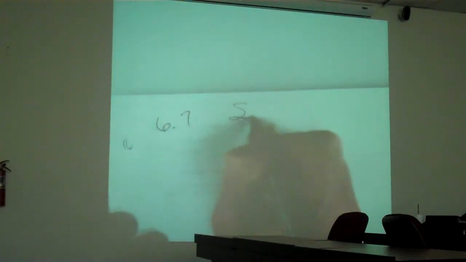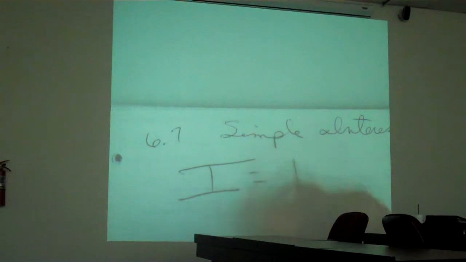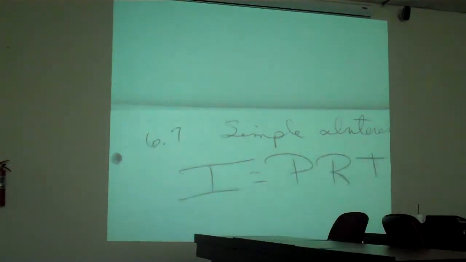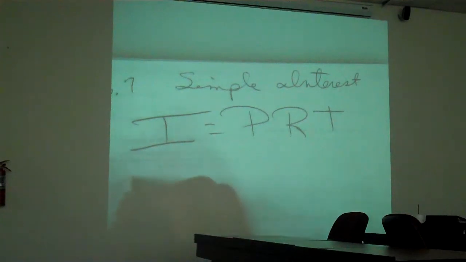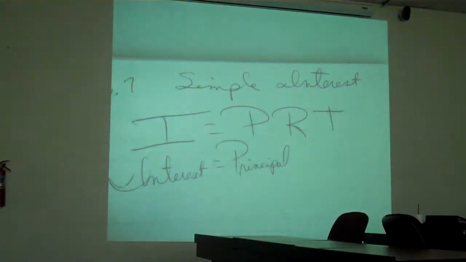One more section, 6.7. You have simple interest and compound interest. Simple interest you're going to like. Compound interest isn't as bad as it could be, okay? Simple, let me show you that first. Interest equals PRT. I is interest. P is principal. That's like the amount that you borrowed or whatever, okay?